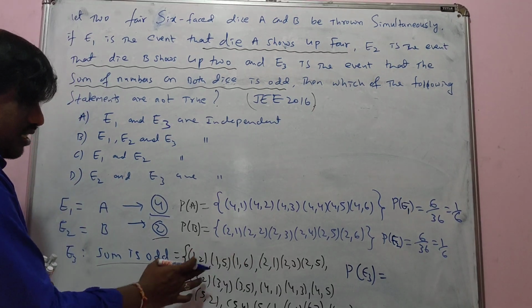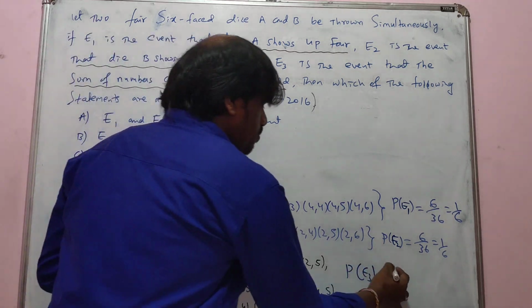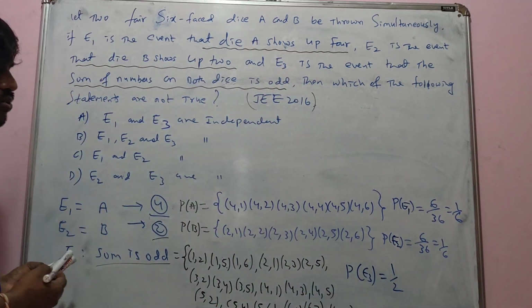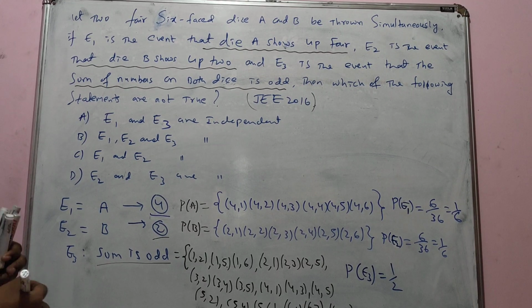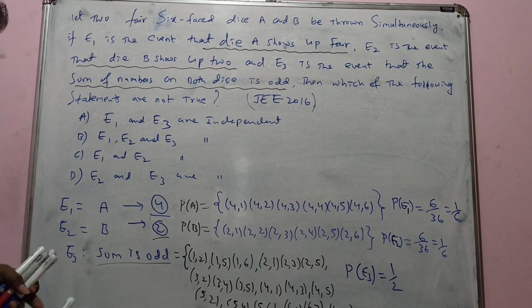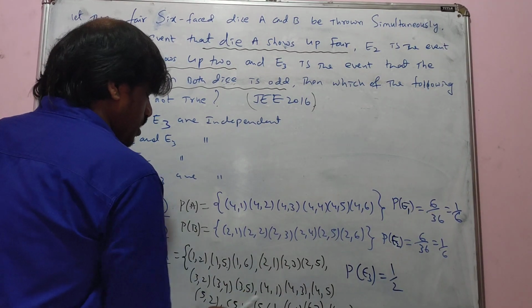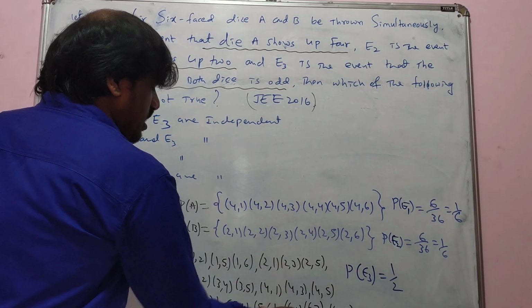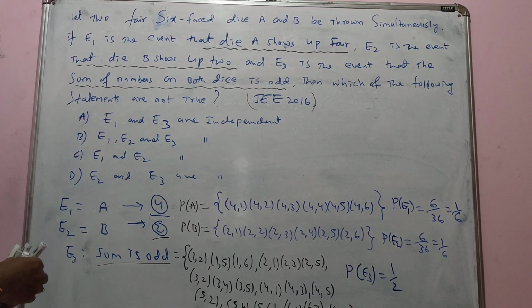Half of the things are covered there, so the probability of this will be 1 by 2. Here you are going to get 1 by 2. You can count 1, 2, 3, up to 18, so 18 by 36, that is 1 by 2. So now you have all the probabilities, and we need to check which probability statement is correct here.